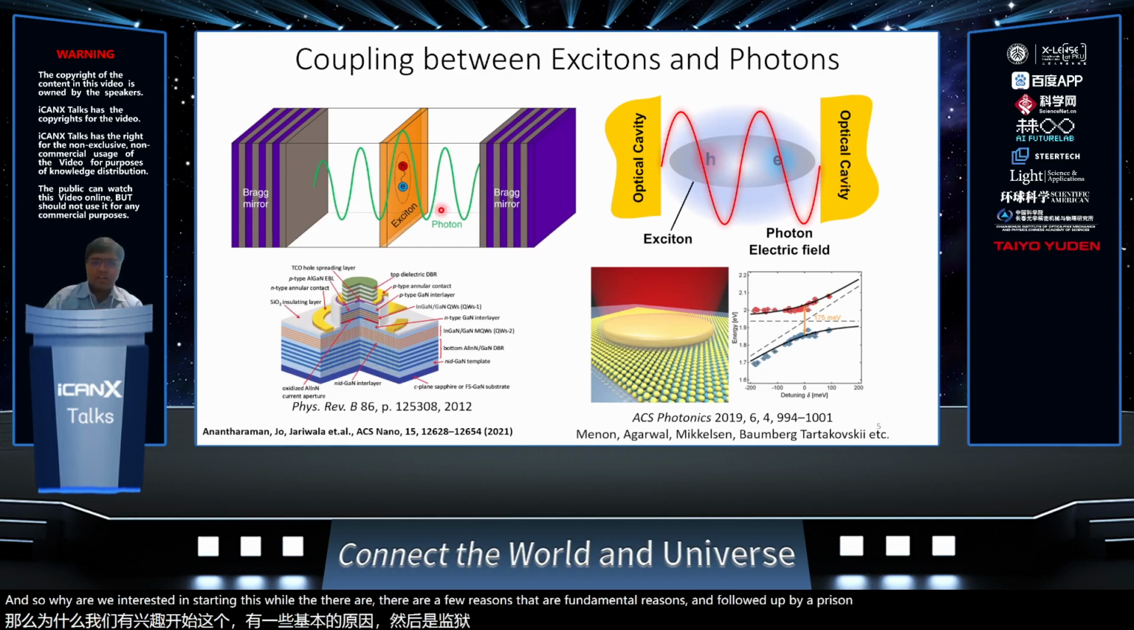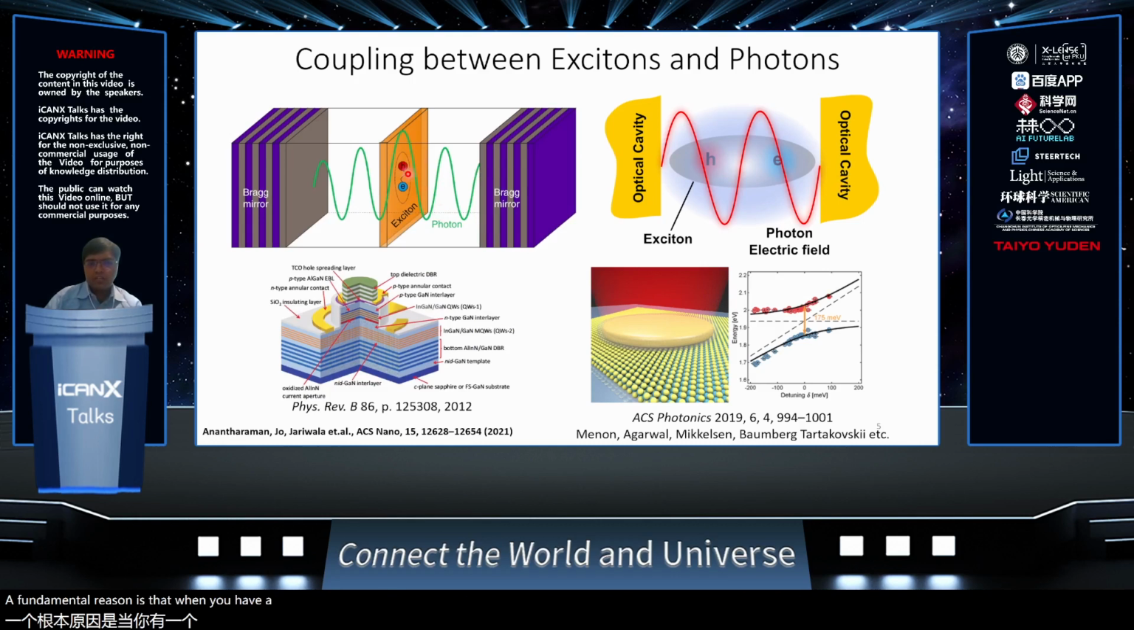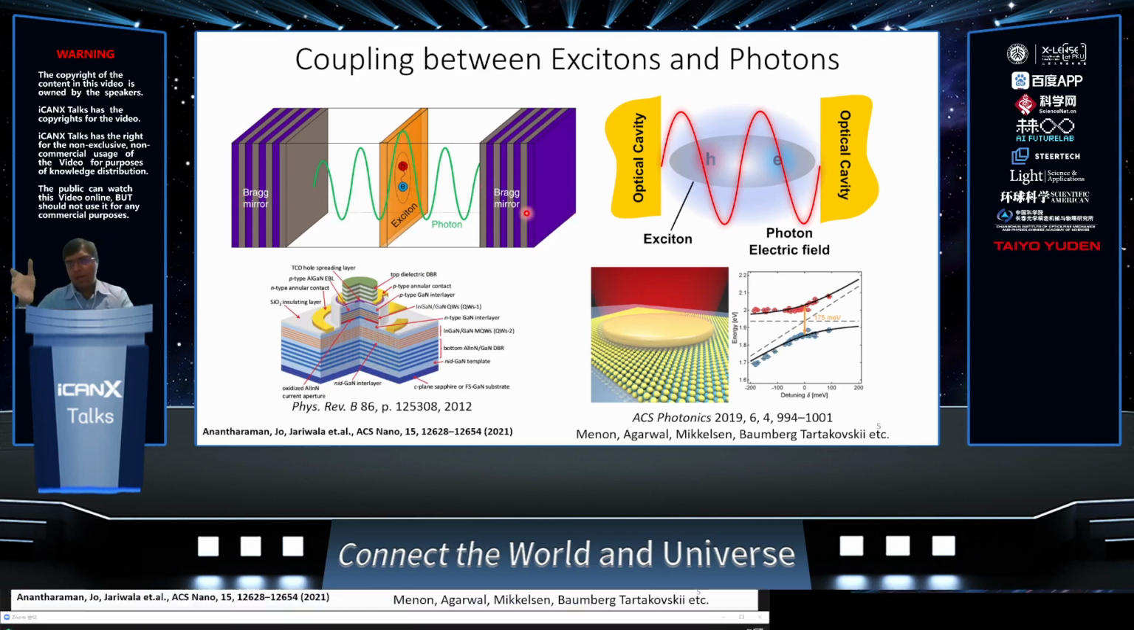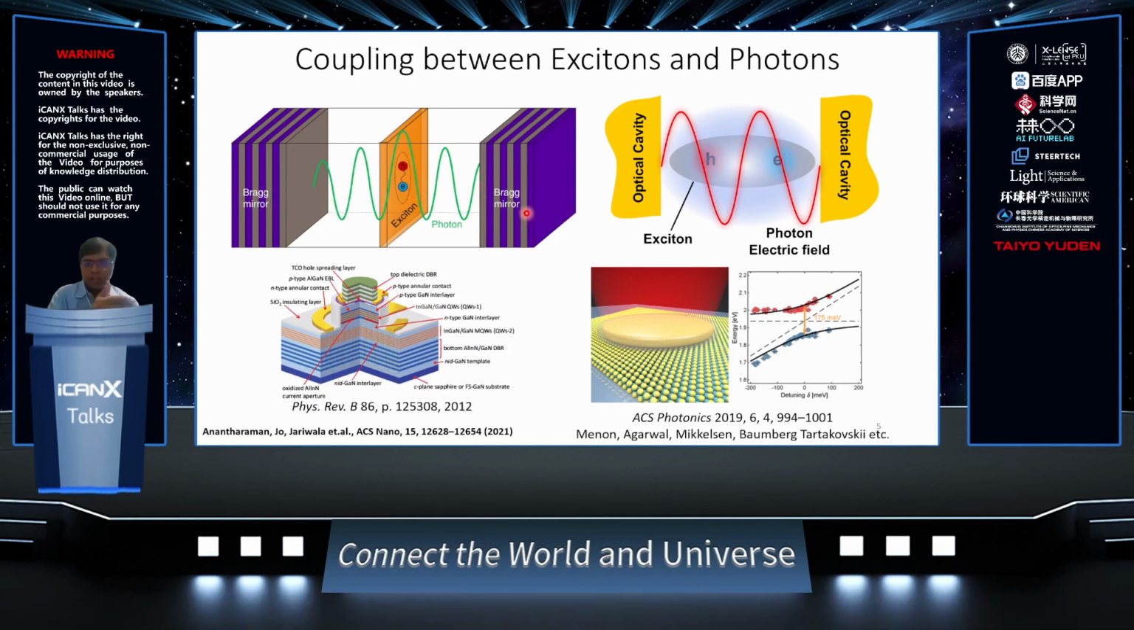A fundamental reason is that when you have a material that can support excitons, and that material is confined in a cavity, which can be any box-like structure where a photon moves around between mirrors, and the photon energy is resonant with the exciton energy, then under certain conditions you will form a state which is a hybrid between photons and excitons. This state is typically known as exciton polariton.